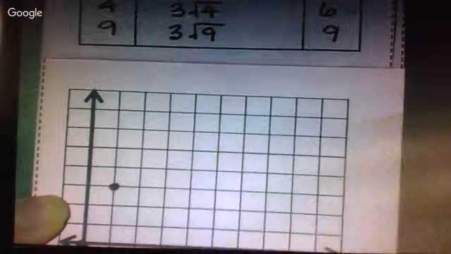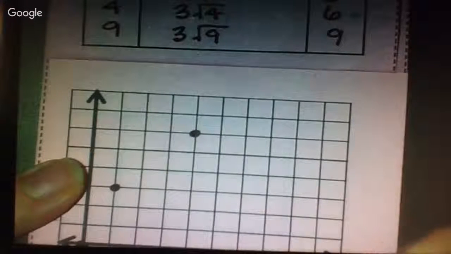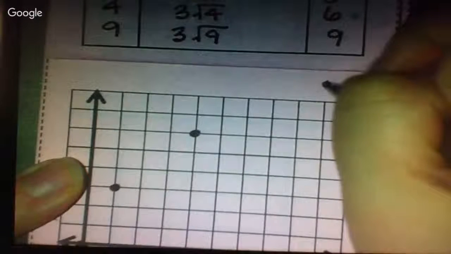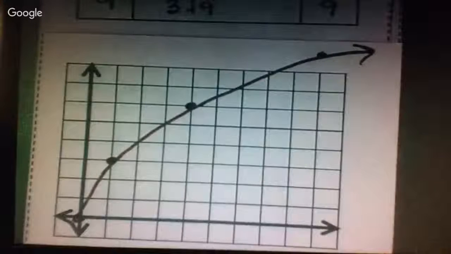Yes. Okay, so this graph has points (0, 0), (1, 3), (4, 6), and (9, 9). It's going to be above the original graph. Nice. That's pretty. I'm kidding. It's not. It's really ugly.